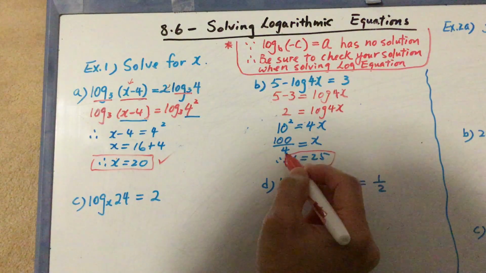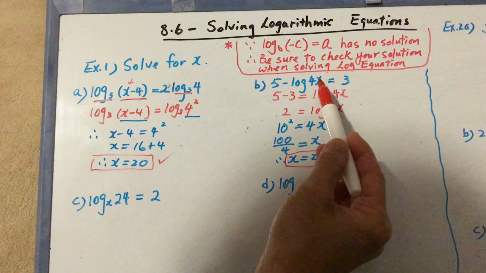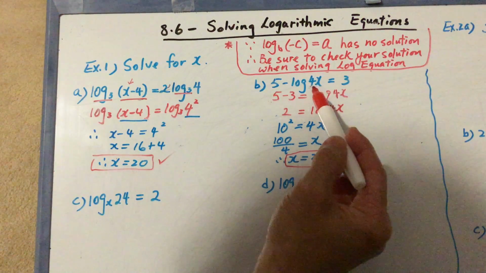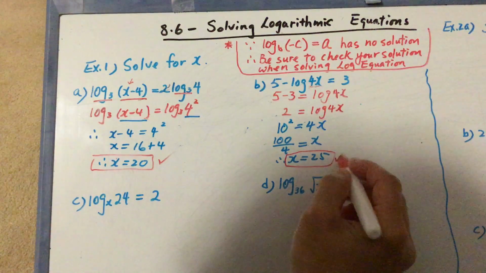And again, quickly, I'm going to bring the 25 back to the original question to make sure that this term does not turn into a negative. So this should be a good solution.